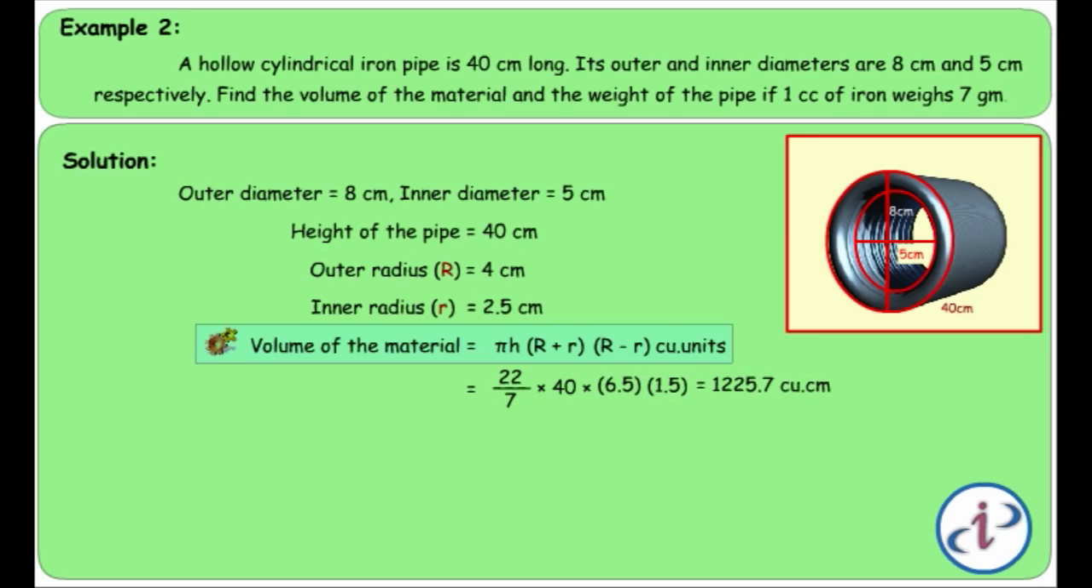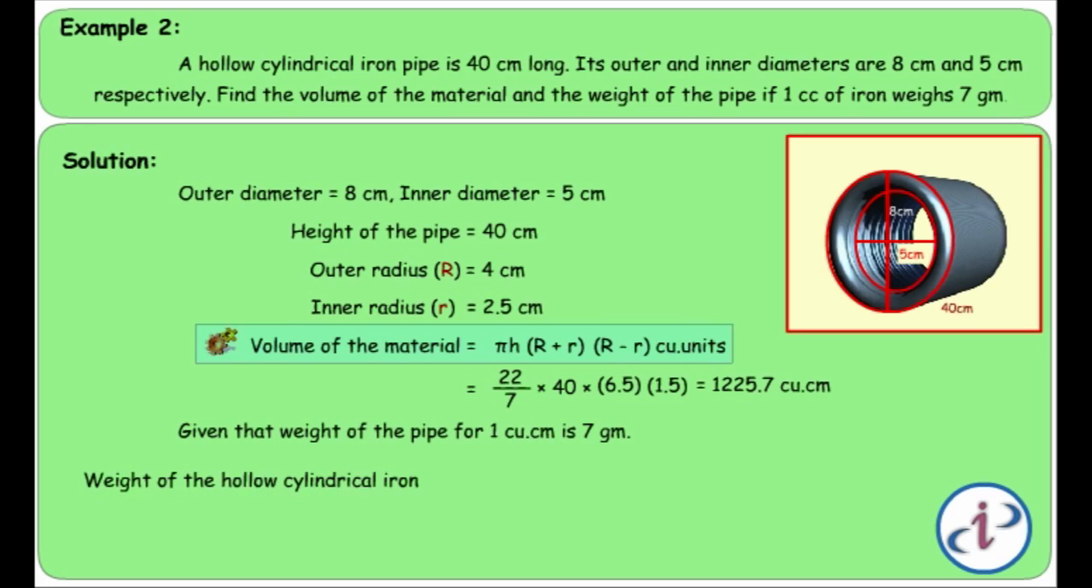1225.7 cubic centimeter. Given that weight of the pipe for 1 cubic centimeter is 7 grams. Therefore, weight of the hollow cylindrical iron pipe is equal to 1225.7 times 7, which is equal to 8580 grams. Since 1000 grams is equal to 1 kilogram, 8580 grams is equal to 8.58 kilograms. Thus, the weight of the pipe is equal to 8.58 kilograms.